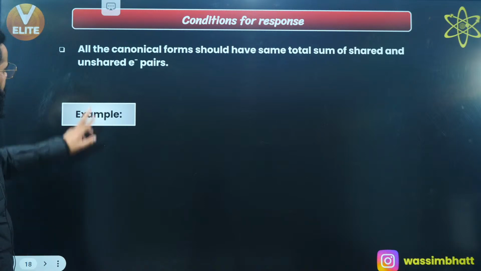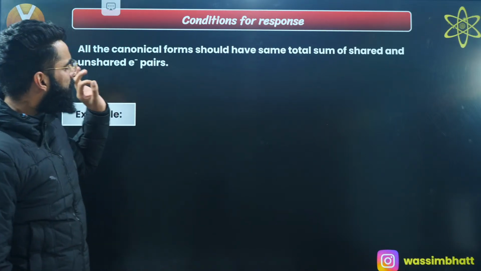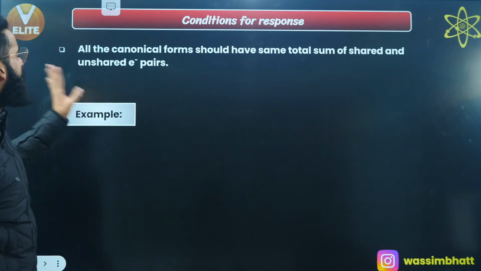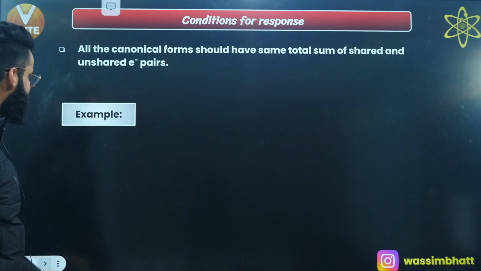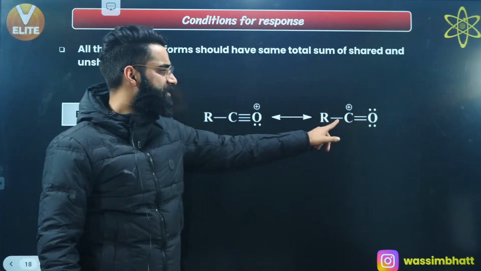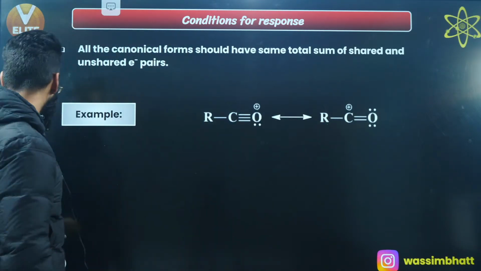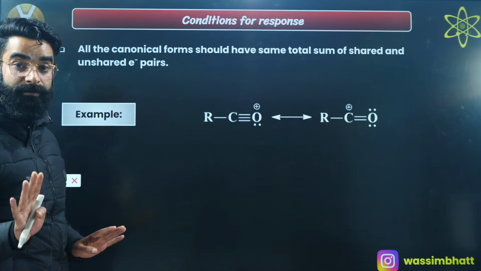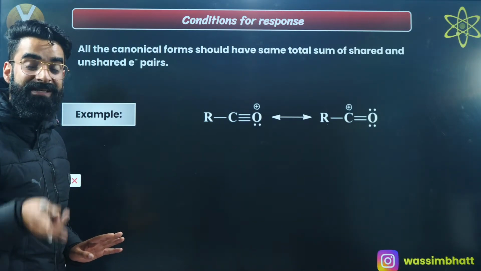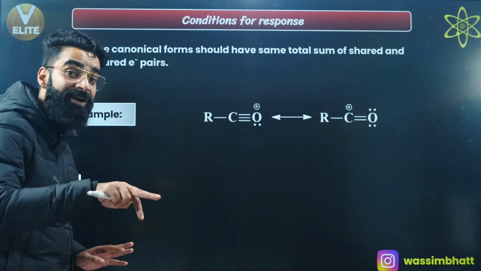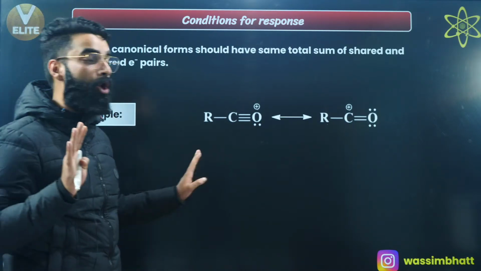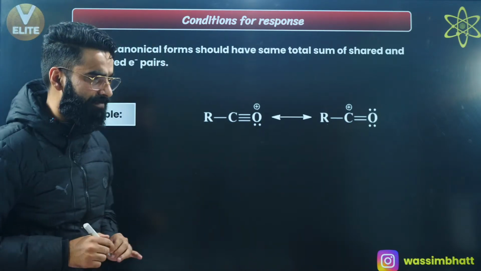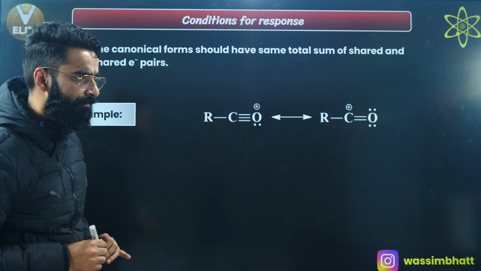Correct? Okay. All the canonical forms should have the same total sum of shared and unshared pair of electrons. What does that mean? See, these are the two canonical forms which I've shown over here, right? There is one more condition which must get satisfied. The sum of shared and unshared pair of electrons in all the canonical forms, they must be the same.